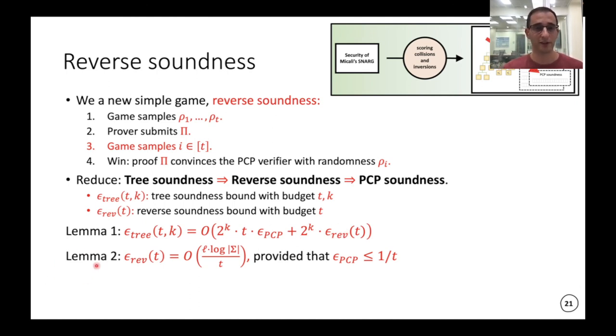Then the second lemma says something about this epsilon reverse, which is something we can bound. This bound depends only on the parameters of the PCP, such as the length of the PCP and the alphabet, provided that the PCP you use has good enough soundness. It's not a smooth expression in terms of epsilon PCP, but once you have this condition, we can bound the reverse soundness. Now you plug these back into the original expression that we saw, and we can conclude the proof.